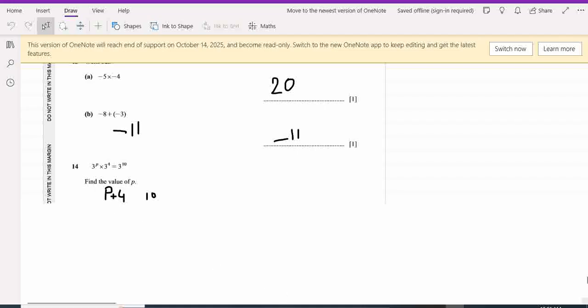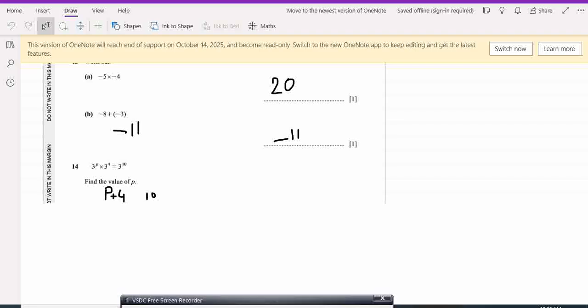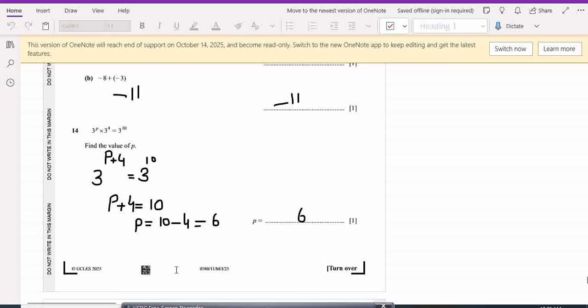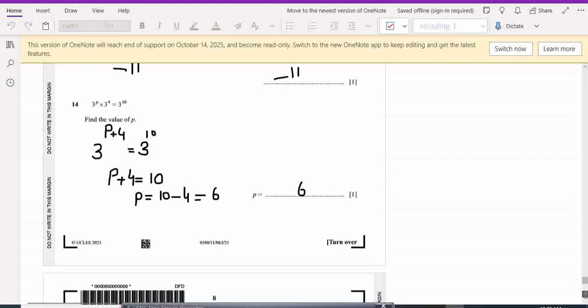It means the bases are equal, so the powers will be equal. Here the bases are the same, so the powers are the same, so p plus 4 is equal to 10. If we shift 4 to the right hand side, p is equal to 10 minus 4. 10 minus 4 is 6, so p is equal to 6 is the answer of the question.